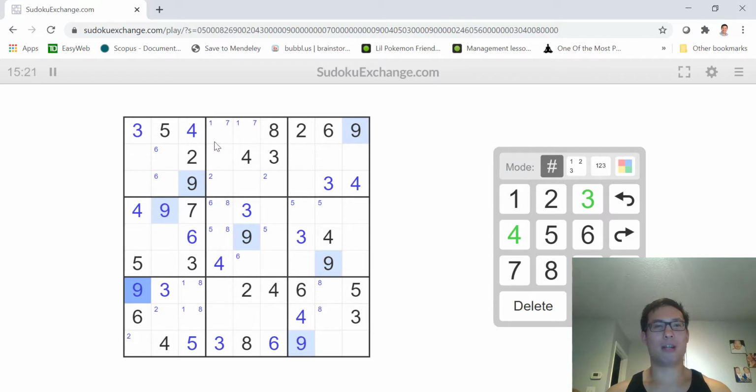I'm sorry, guys. So a 9 cannot go here, either because of this 9 or because of this 1-7 pair. 9 cannot go here, straight up. This 9 looks at all of these cells. That's a straight up 9. I don't know why I didn't see that sooner.